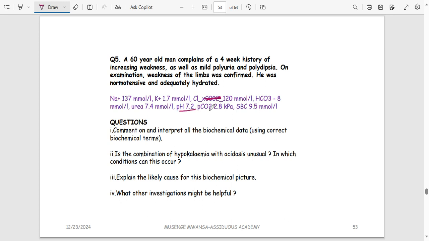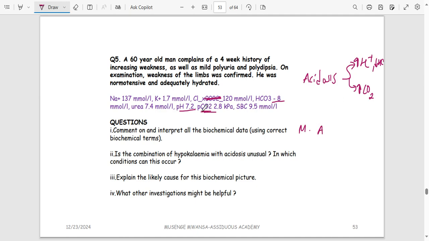So looking at pH, this is low pH, this is acidosis. Acidosis can either be an increase in hydrogen or a decrease in base, so a decrease in bicarbonate, or we can have an increase in carbon dioxide if it is respiratory. Carbon dioxide is not high, so this is not respiratory. And then look at bicarbonate. Bicarbonate is 8, which is low. That is metabolic. So this is metabolic acidosis.